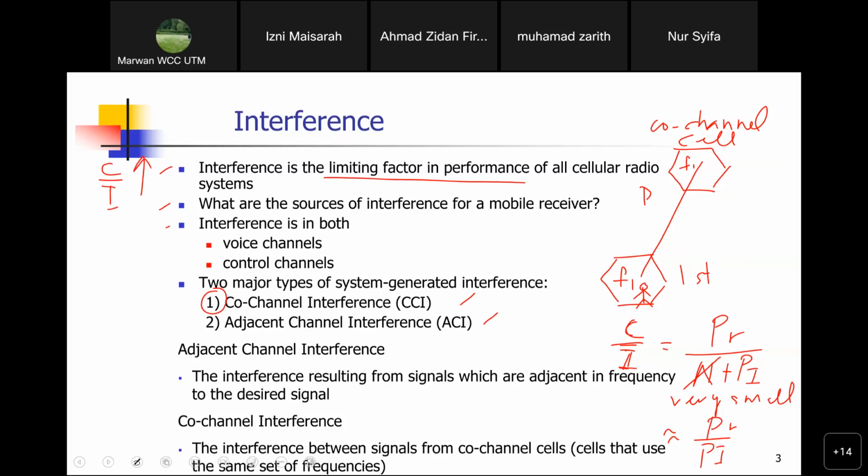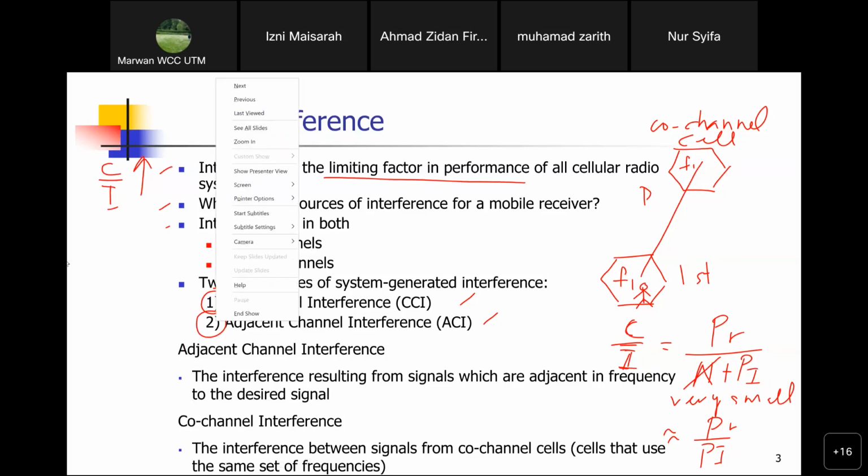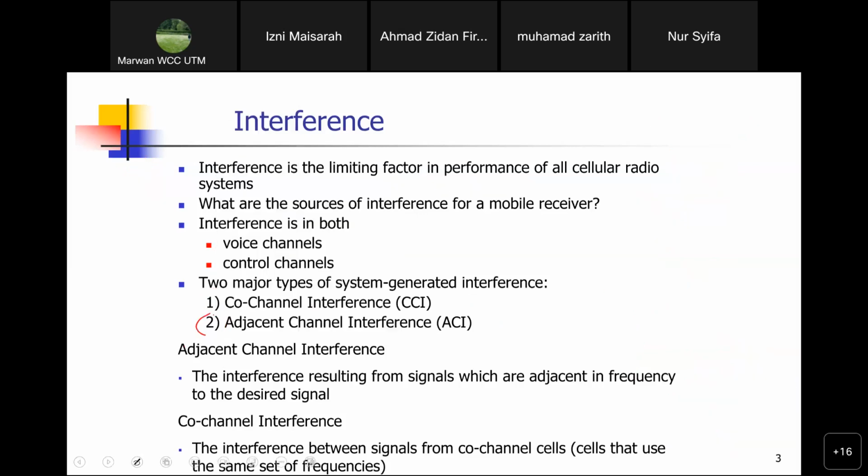Another one is what we call adjacent channel interference. Adjacent channel interference is due to our filter. If we look at adjacent channel interference, we know our spectrum: we have F1, F2, F3, F4. We are dividing our spectrum into frequencies, the carrier frequencies that we use to transmit the data. And then what we do is we use a filter.